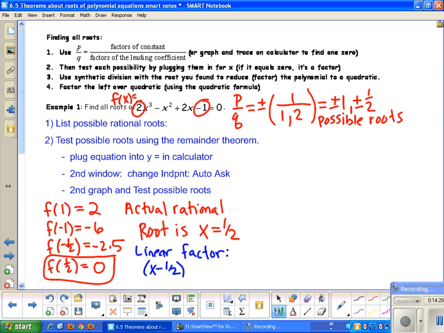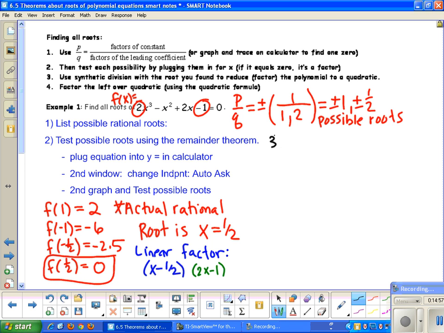A lot of the times we don't like to write x minus 1/2, and we'll talk about later that this can also be written as we know from our factoring, 2x minus 1. And there's a way to tell which one you want to use, which again we'll talk about later. So now that I have this, why do we want the fact that we know that that's an actual rational root? Because the next thing we can do, if we know what our actual rational roots are, then we can factor our equation by using synthetic division.